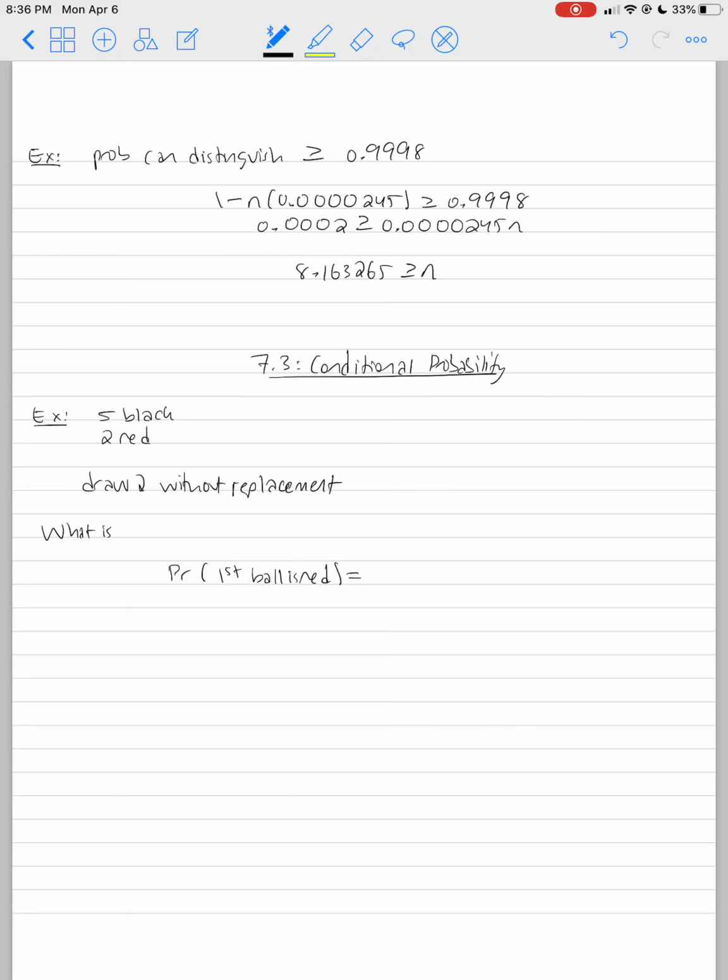Well, how many balls are there to choose from? 7, so that's my denominator. How many of them are red? 2, so that is my numerator. This is, by the way, about 28.5%.